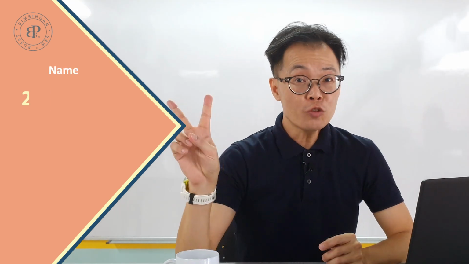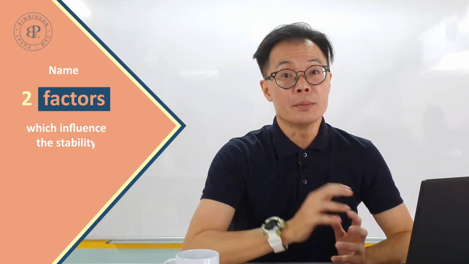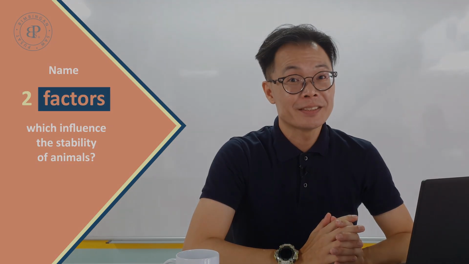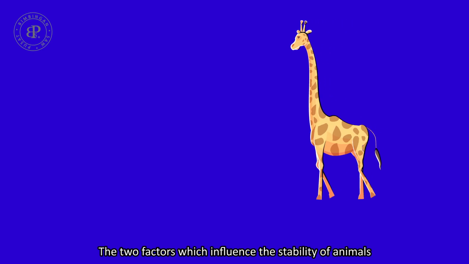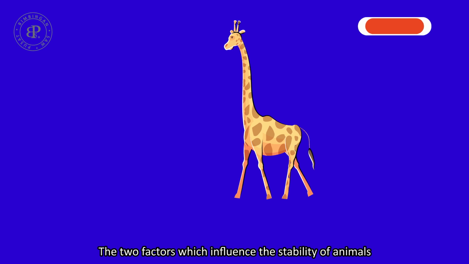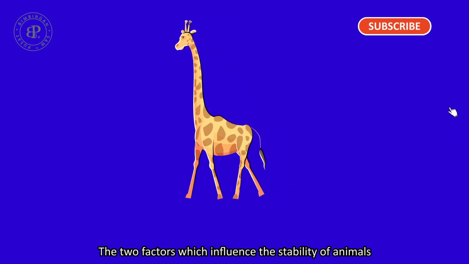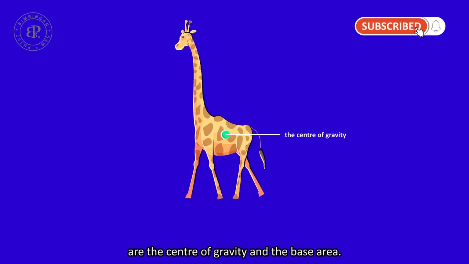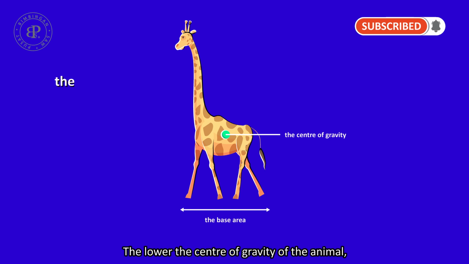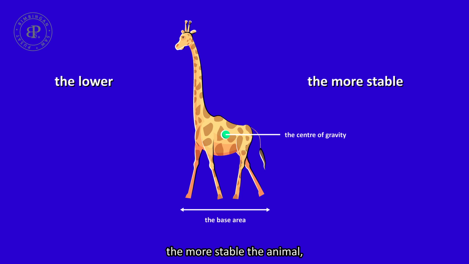Can you name 2 factors which influence the stability of animals? The 2 factors which influence the stability of animals are the center of gravity and the base area. The lower the center of gravity of the animal, the more stable the animal.